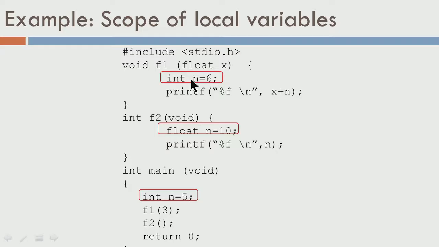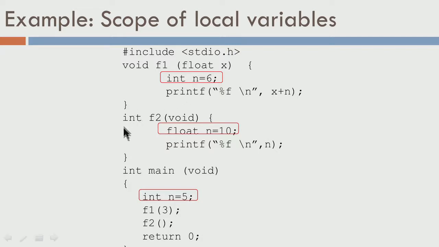Here you have another declaration called int n equals 6. You may wonder whether this n and this n are actually the same. The answer to that is they are not. Remember, whenever a function is called, there are variables that are created. So, when you come inside, you create a new variable called n, and only this variable is seen in this function. So, here n equals 6 and you called f1 with 3. So, x is 3 and n is 6 and x plus n would be 9. So, this printf with percentage f would print the floating point value 9 on the screen.